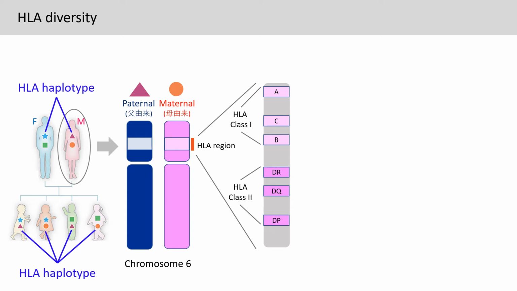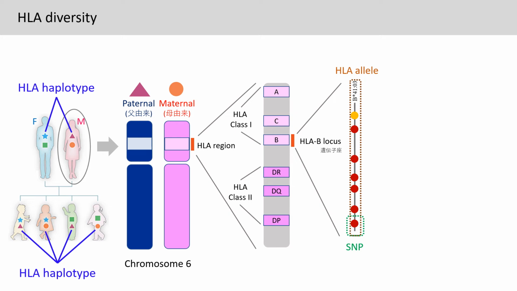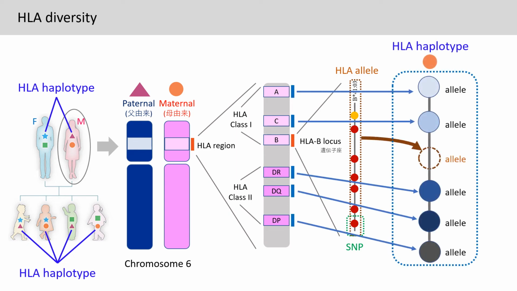Class 1 regions include the classical HLA-A, HLA-B, and HLA-C loci, and Class 2 regions include the HLA-DP, HLA-DQ, and HLA-DR loci. And HLA-RL is defined by the combination of non-synonymous SNPs within the coding regions of HLA genes. In this definition, HLA-RL corresponds to a unique HLA protein. HLA haplotype is defined by the combination of HLA-RLs in the HLA region.